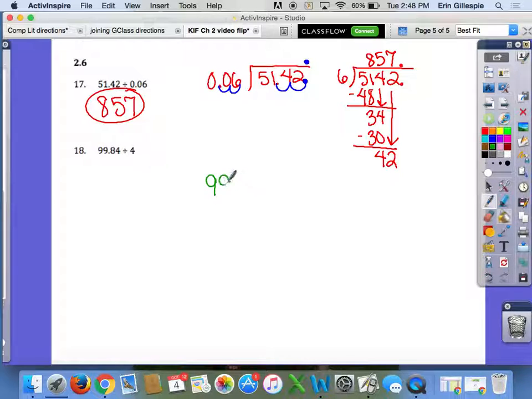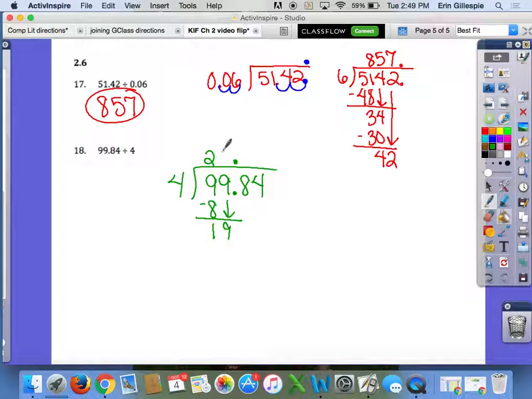Next problem is 99 and 84 hundredths divided by a whole number, by 4. So 99 and 84 hundredths is your dividend. 4 is your divisor. There is no move it over to do, so we just move it up. So I know the decimal needs to go there in my answer. So 4 goes into 9 2 times. 2 times 4 is 8. Subtract to get 1 and bring down the 9.